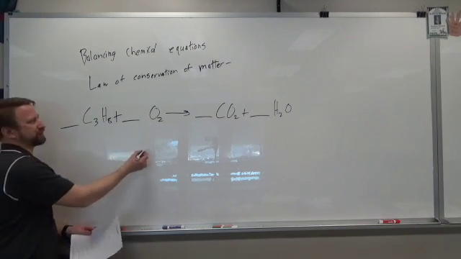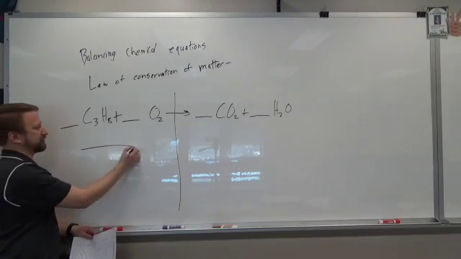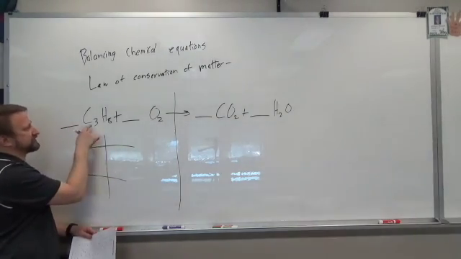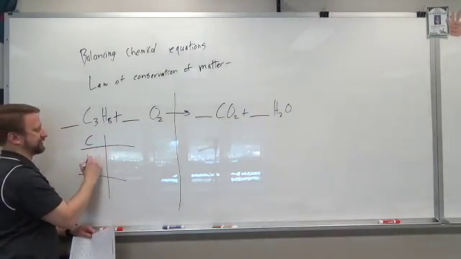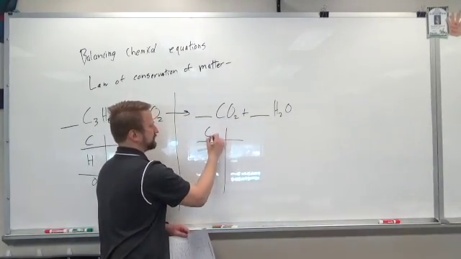So again, I'm going to start by dividing where my arrow is. I'm going to make a table for everything I see. I have C, H, O. Make another table over here. C, H, O.